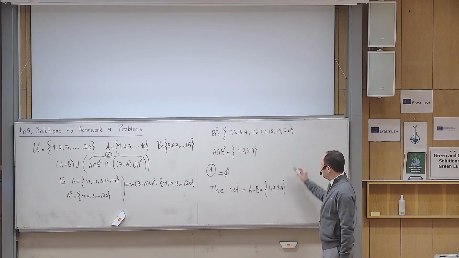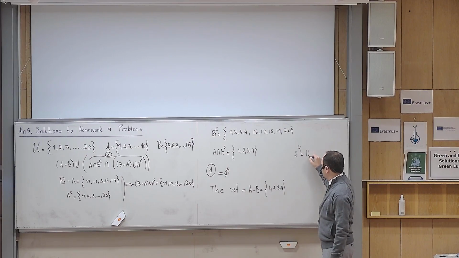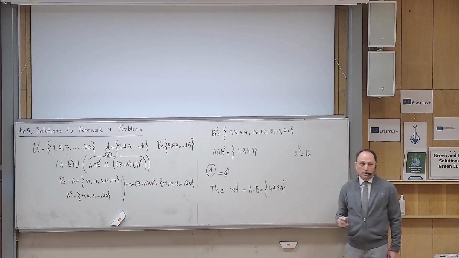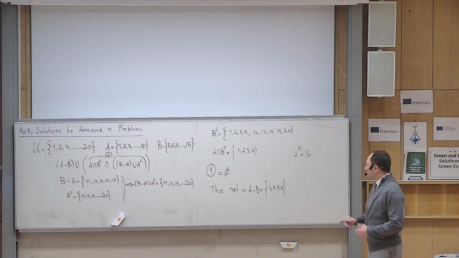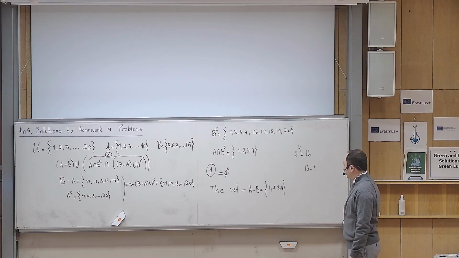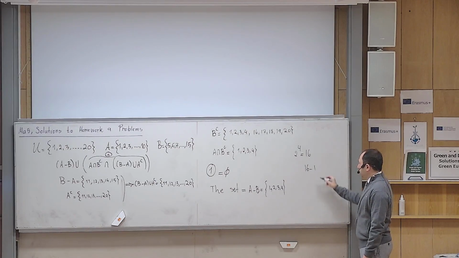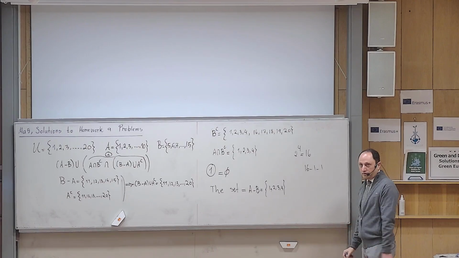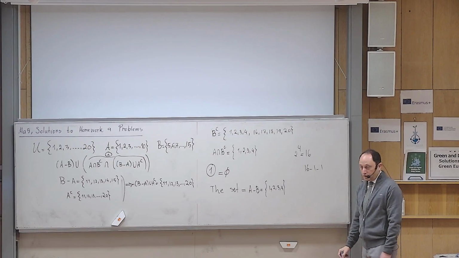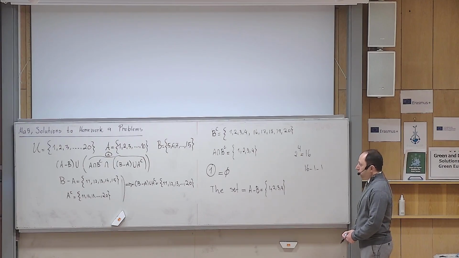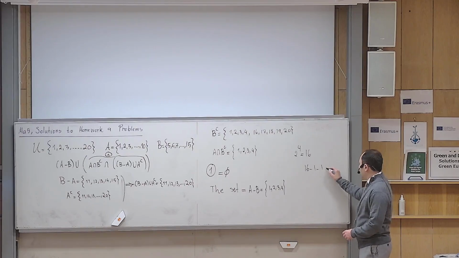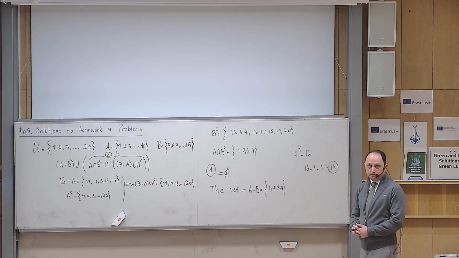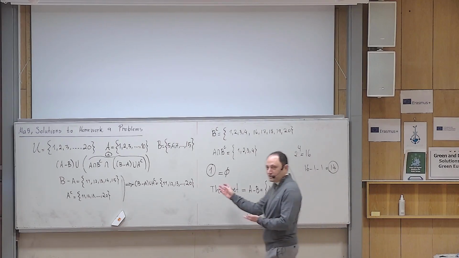So the total number of subsets is 2 to the power of 4, which is 16. But in the problem, they are asking about non-empty and proper subsets. Non-empty means that I have to take out the empty set from this counting, and then I have to take out the set itself, because I want to know how many proper subsets. Proper means not the set itself. So the answer to this problem is 14. Okay? Then it is very boring.